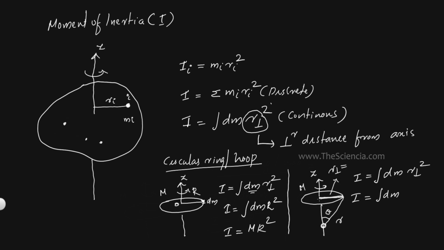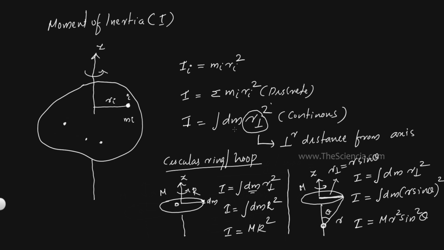And what is the value of this r perpendicular? If this is r and theta, it is r sin theta. So r perpendicular is equal to r sin theta whole square. So you get I equal to m r square sin square theta. So the reference point is an important thing. When you are solving such problems, don't forget to consider the reference point.